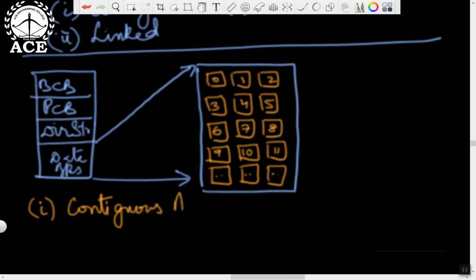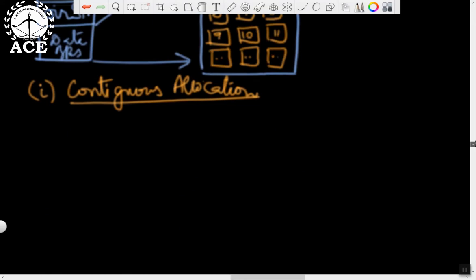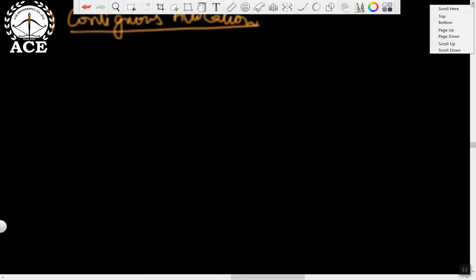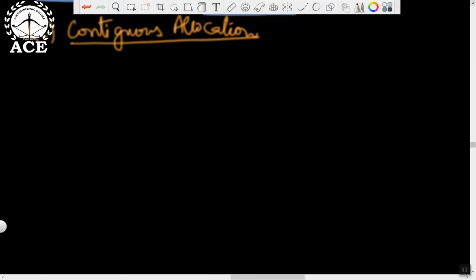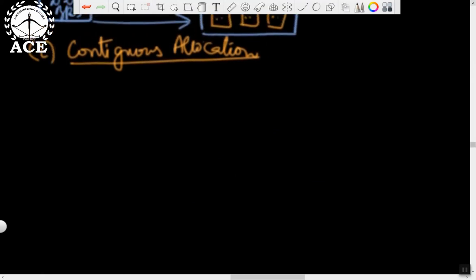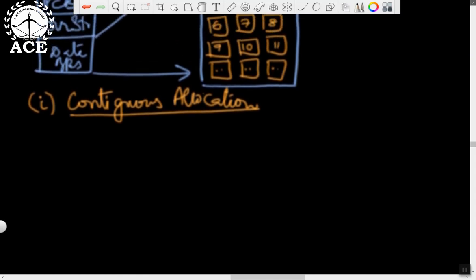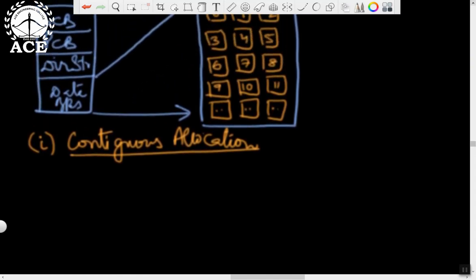Contiguous allocation means how blocks are to be allocated for a file. Contiguous means continuous, sequential. Say for example, slightly scroll it up. Okay, I'll take it like this.